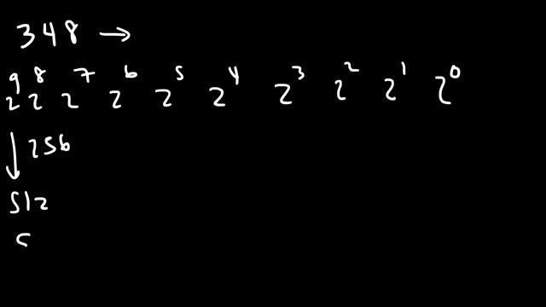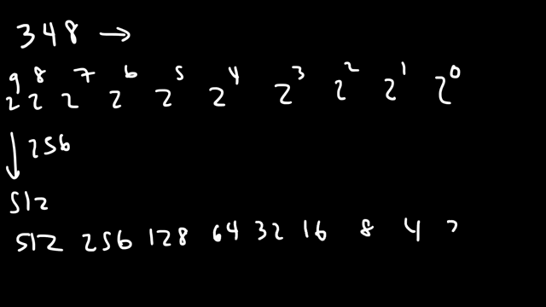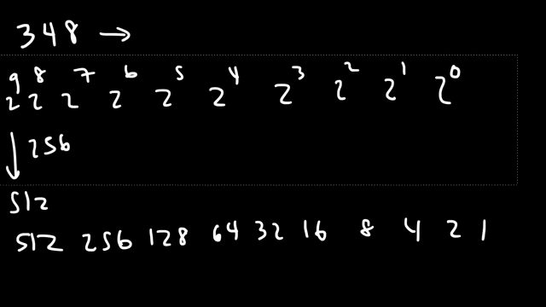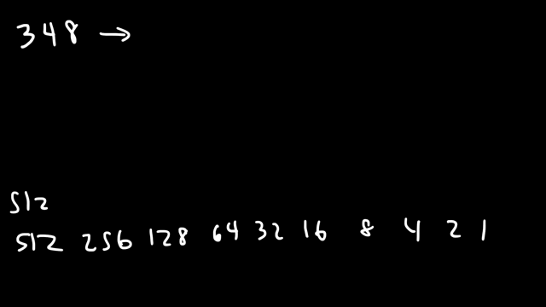So we have 512 as 2 to the 9, 256 is next, that's 2 to the 8, and then 128 for 2 to the 7, and 64, 32, 16, 8, 4, 2, and 1. So we're going to use the subtraction method to convert this into a binary number. The highest number that can be broken down into a base 2 number, which are these numbers here, the highest number that's less than 348 is 256.